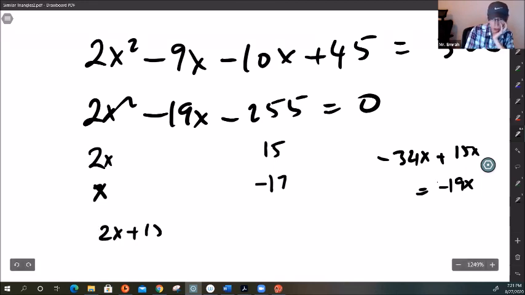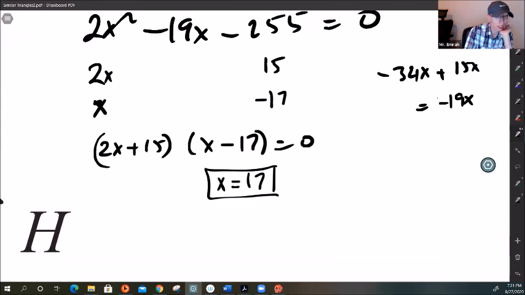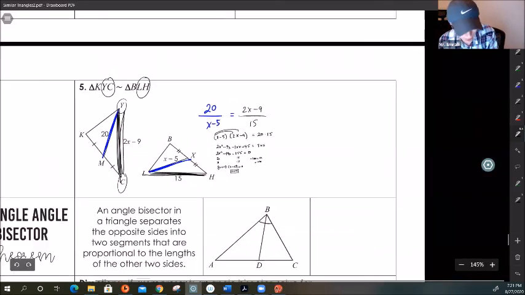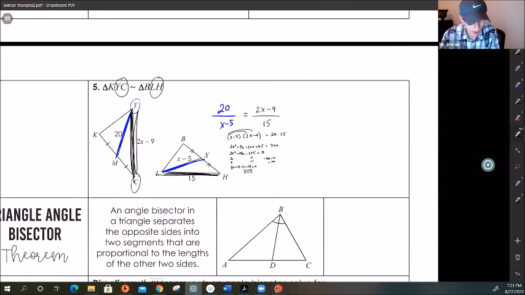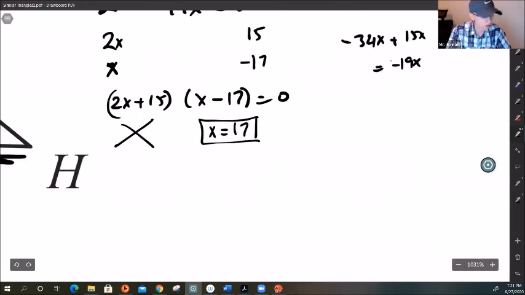2x plus 15 times x minus 17 is equal to 0. And from here I get one positive answer, x equals 17, would be the choice, right? And then this one gives me a negative answer. I know that the side lengths cannot be negative. And if x is negative, then x minus 5 would definitely be negative. So in geometry, you only get the positive answers, so you don't get this answer.